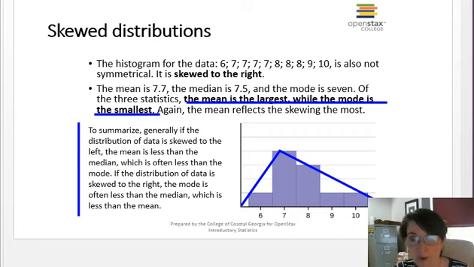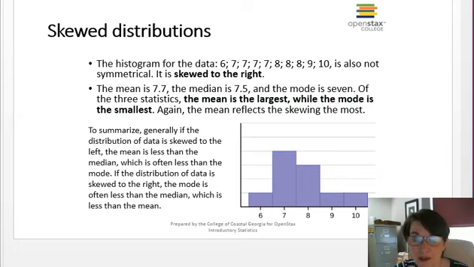Sometimes there will be simple questions to be answered of which way is this data skewed, and you can answer it by referring back to this diagram. We're almost through this week's work.